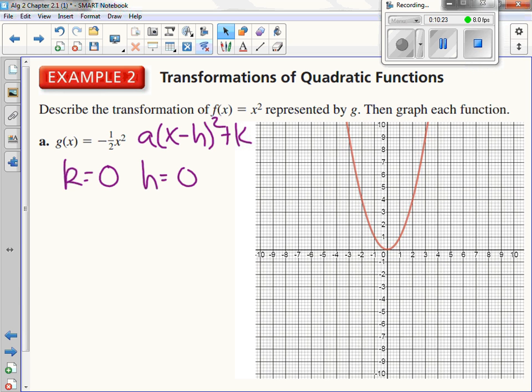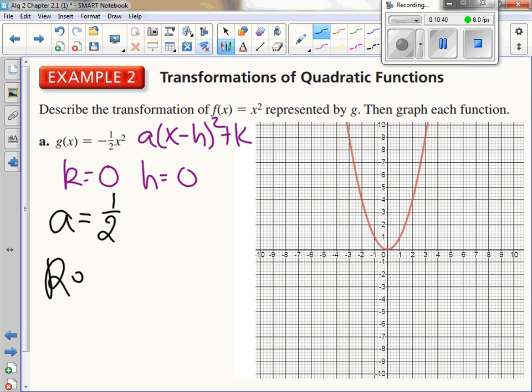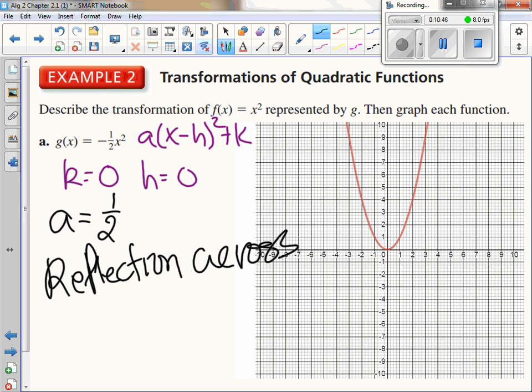Now, this here, since it's outside, it means the value of a is 1/2. It's negative 1/2, but the negative tells me it's a reflection. The negative a tells me it's a reflection across the x-axis. Since a is negative, it's a reflection across the x-axis. The negative really only tells me if it's a reflection across the x or y. And here it's telling me it's a reflection across the x.